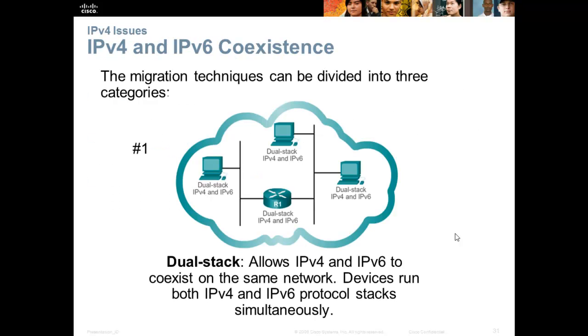How will we transition from IP version 4 to IP version 6? Well, they can actually coexist, and we're starting to see this a little bit more often. The first method is a dual stack method, and a dual stack allows IP version 4 and IP version 6 to exist at the same time on the same networks. Devices run both protocol stacks, IP version 4 and IP version 6, at the same time.